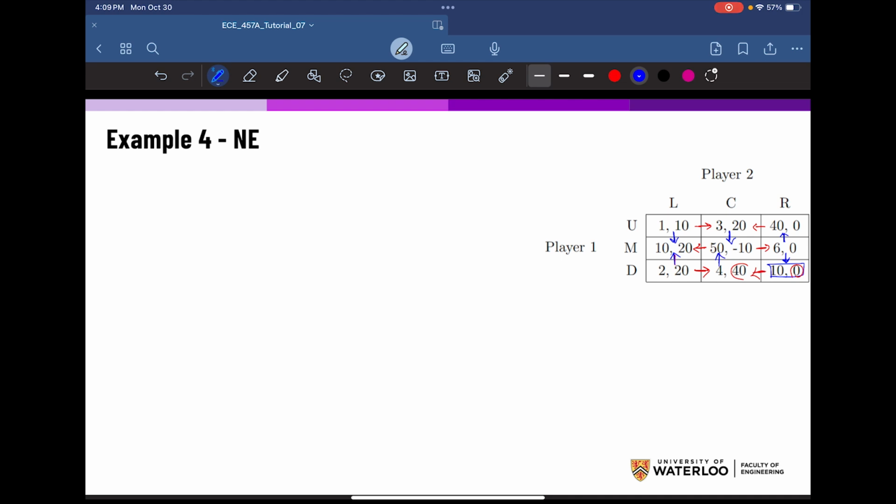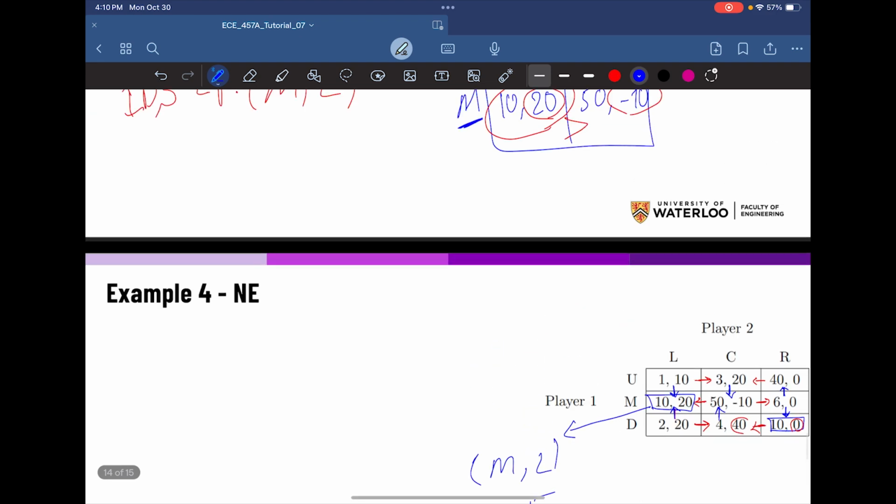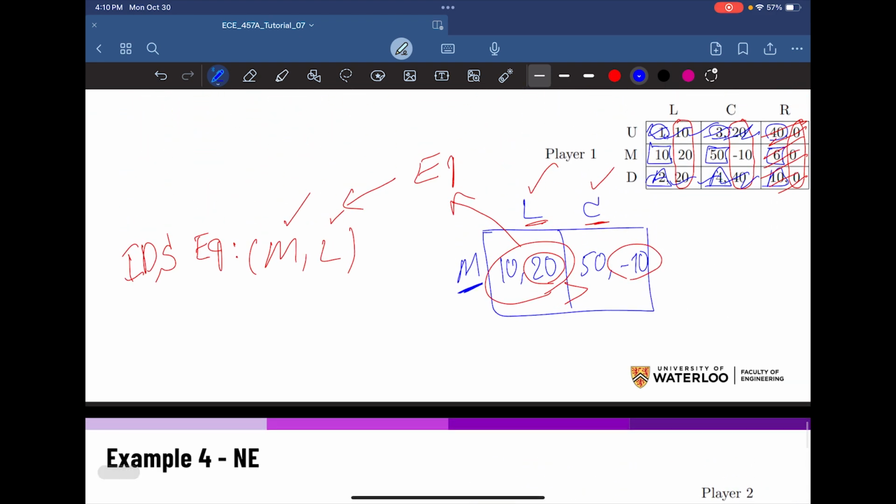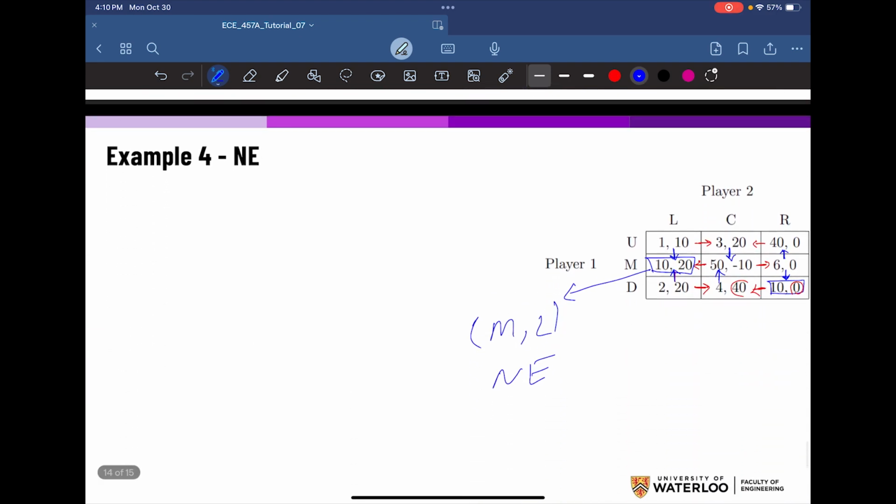So we can see we have 3 arrows ending up in this one, which is ML. And this is our Nash equilibrium, which is the same as what we found with IDS.